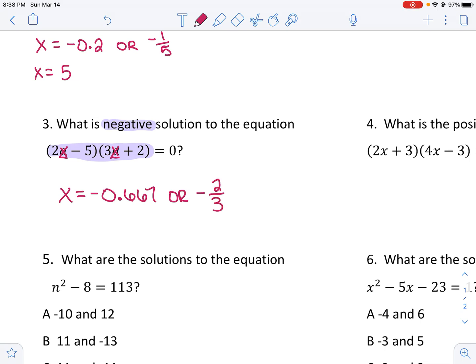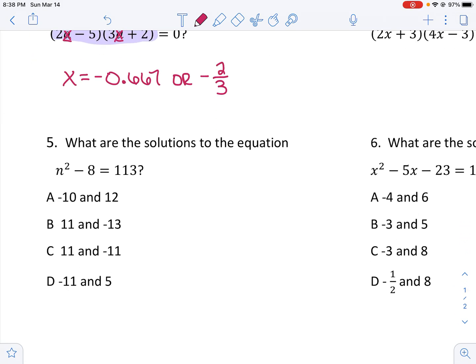Okay, so I get that. Looking at the next one, what are the solutions to the equation? Again, solutions just mean x-intercepts. Okay, but if I notice, my equation is not set equal to 0, so I need to move this over by doing the opposite, so I'm going to subtract it. So when I do that, I get n squared.